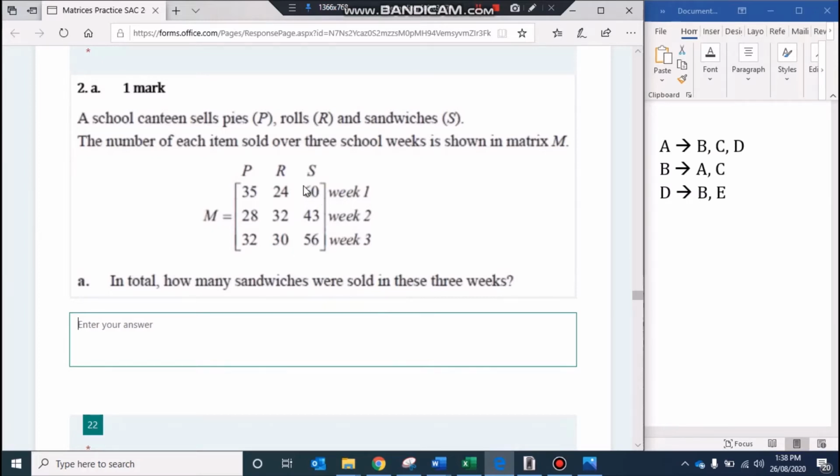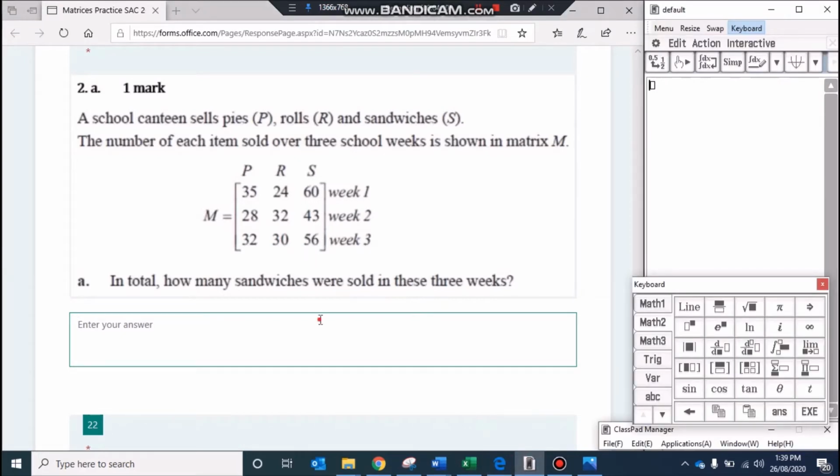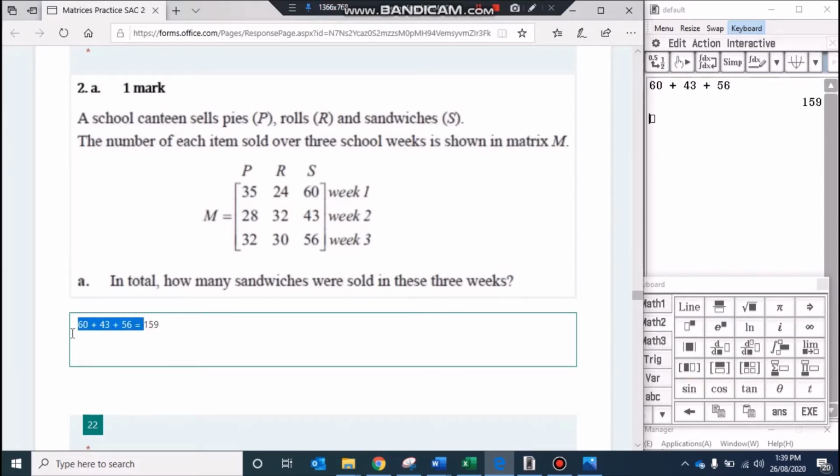So, for example, this 60 tells us the number of sandwiches, so S, sold in week 1. Then in week 2, they sold 43 sandwiches. Then in week 3, they sold 56. So in total, the equation that you're doing is 60 plus 43 plus 56. And that gives you 159. Now, because this is a 1 mark question, I don't actually really need to see your working out there. If you just put 159, that's fine.